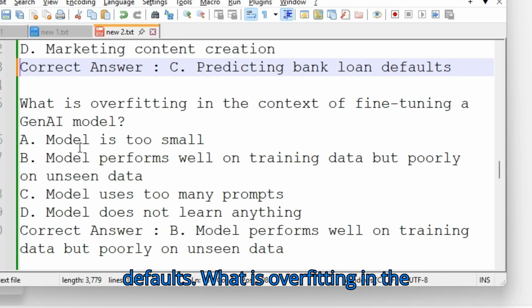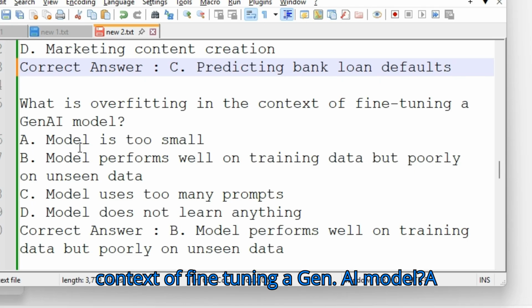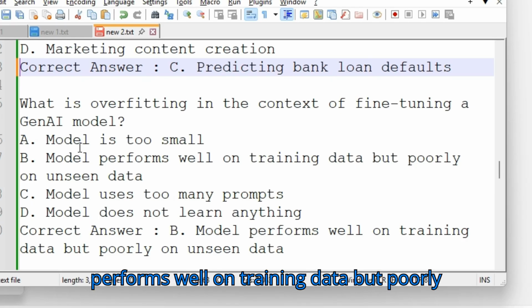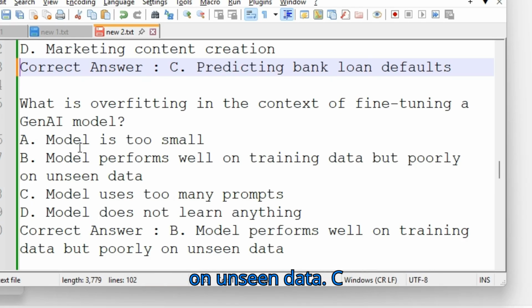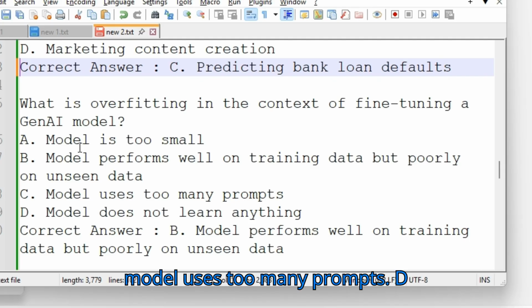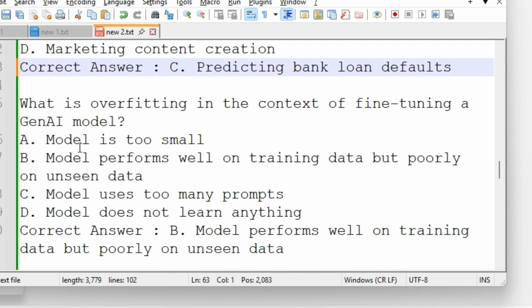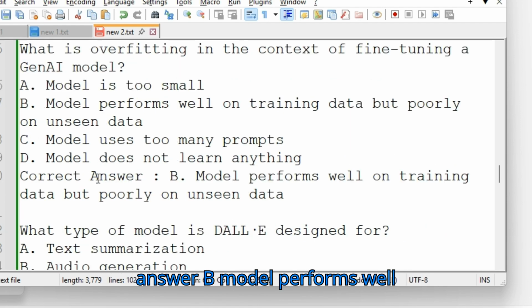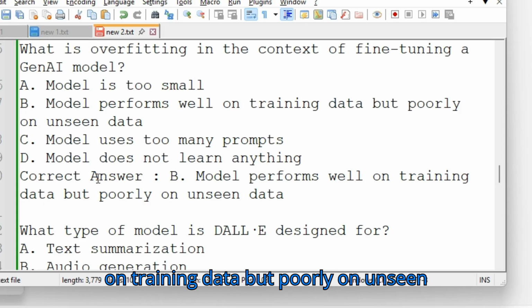What is overfitting in the context of fine-tuning a Gen AI model? A. Model is too small. B. Model performs well on training data, but poorly on unseen data. C. Model uses too many prompts. D. Model does not learn anything. Correct answer: B. Model performs well on training data, but poorly on unseen data.